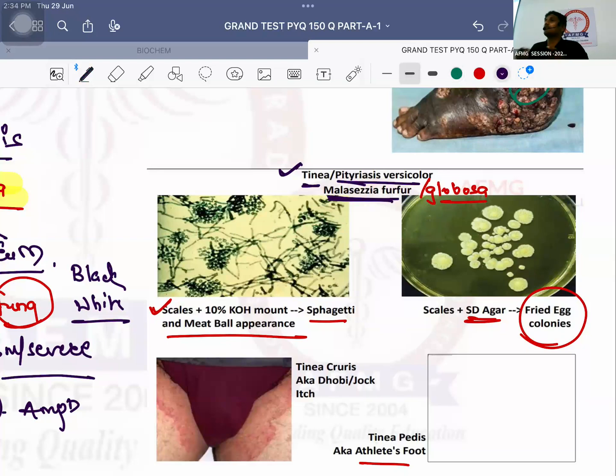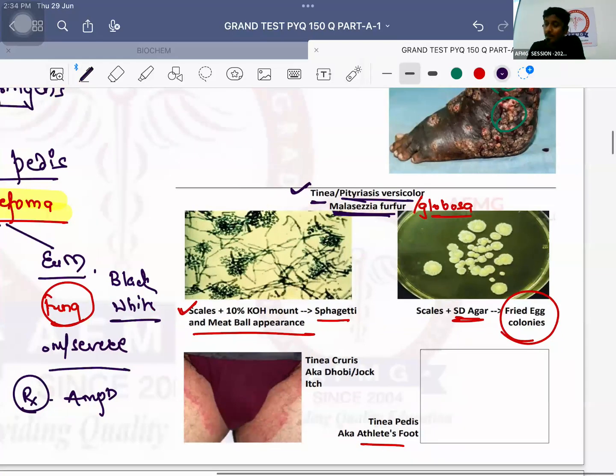And fried egg cell appearance on biopsy from a tumor is seen in which tumor? Very good. Oligodendroglioma. No issues with this, anybody? That's the important thing you need to remember.